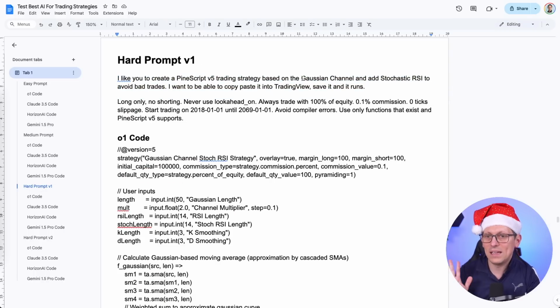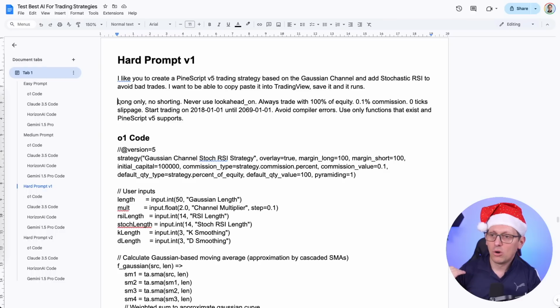So I'm basically telling it, hey, listen, take the Gaussian channel, and so it has to know what that is, which I don't know, let's see if it knows. And then also take the stochastic RSI, which again, it has to know what that is because I'm not giving it any code, and just combine it in some way to make money, okay? Like, it's very hard. And because I'm giving it so little information, I still need a baseline, right?